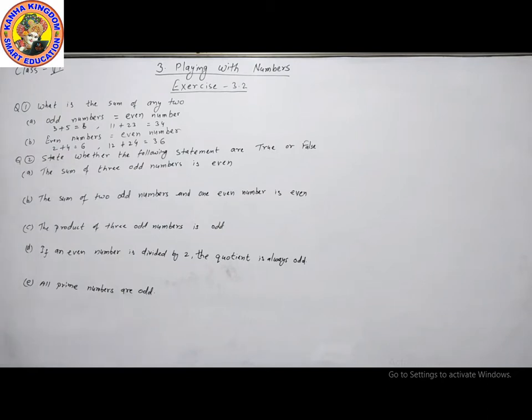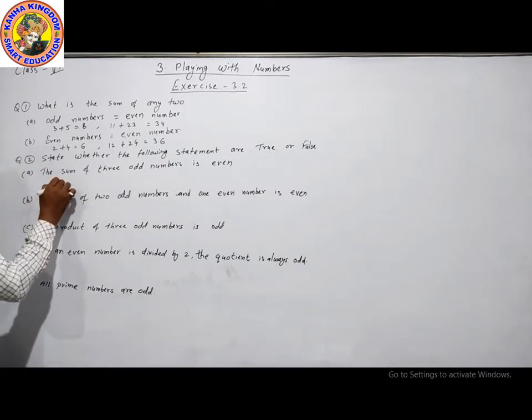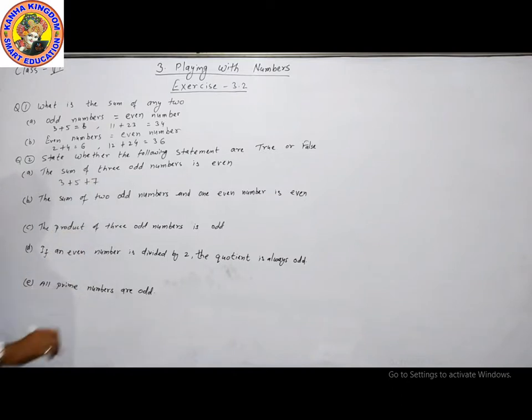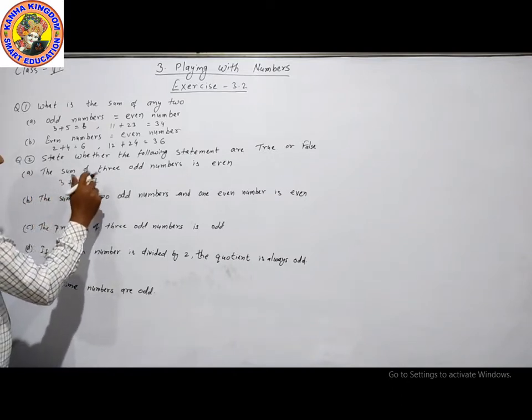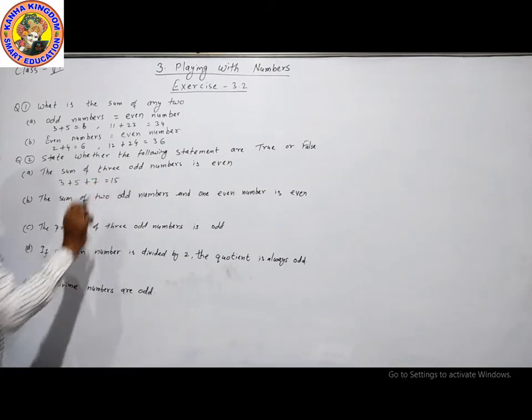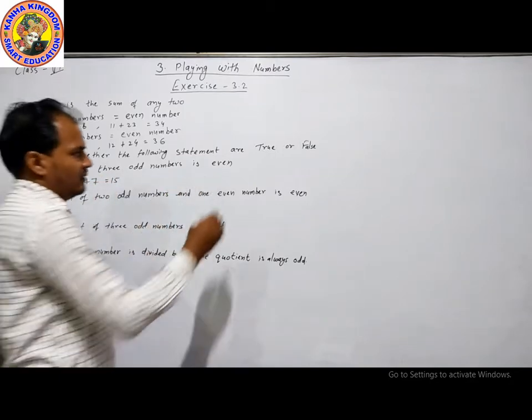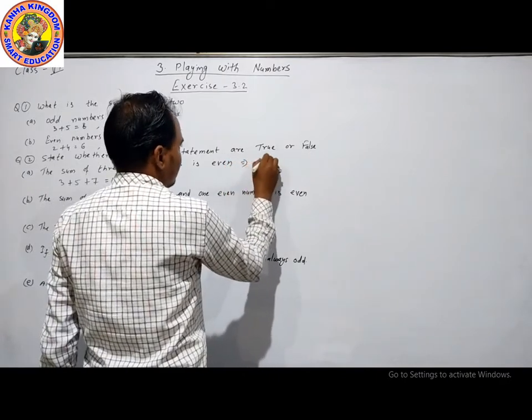Now question number 2. State whether the following statements are true or false. Check the statements. First, the sum of three odd numbers is even. If we add three odd numbers, 3, 5, 7: 3 plus 5 is 8. 8 plus 7 is 15. 15 is odd, not even, so this is false.